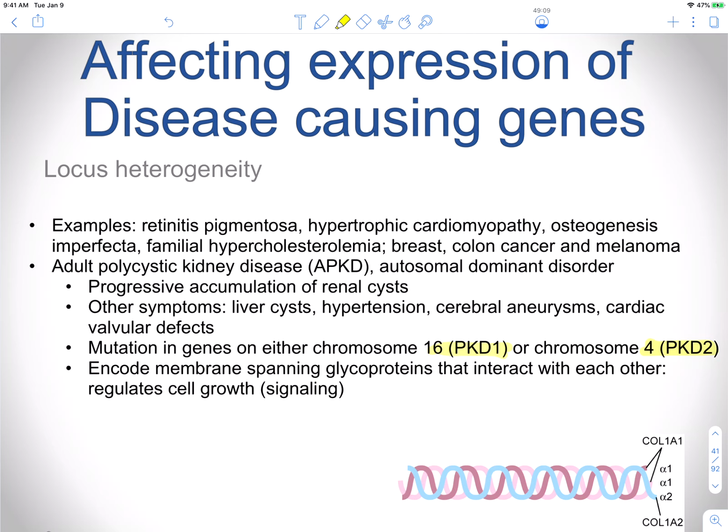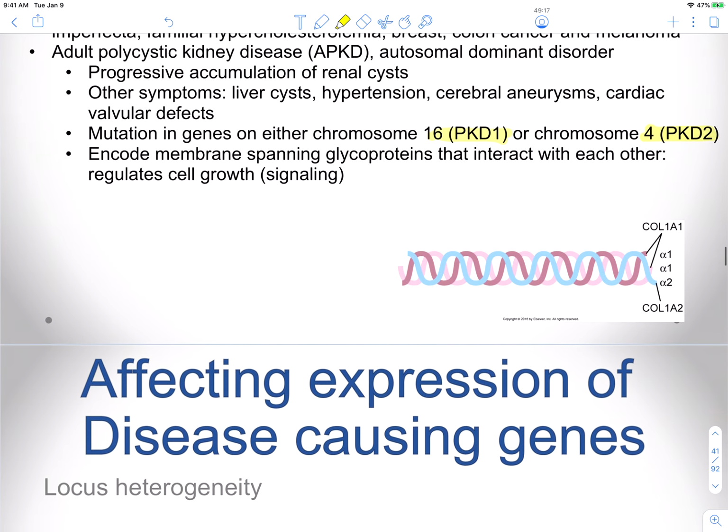And so these are going to regulate cell growth and signaling, so they are tumor suppressor genes, and so mutations in them will lead to overgrowth and the formation of cancers.